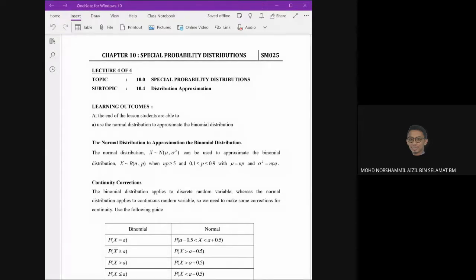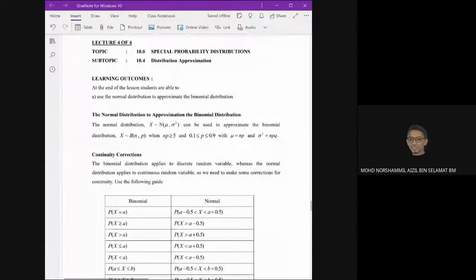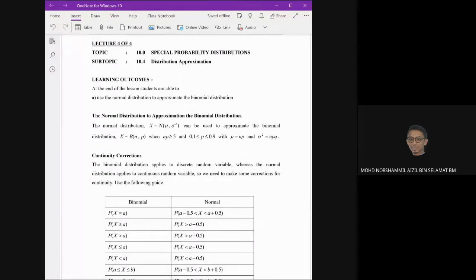Okay guys. Last time we have done completely with binomial, discrete, Poisson as well for discrete, and then normal distribution for continuous. So for today we're focusing on distribution involving approximation. In this case, we will solely focus on normal distribution convert to binomial. Kita akan lebih kepada fokus kepada normal convert to binomial lah.